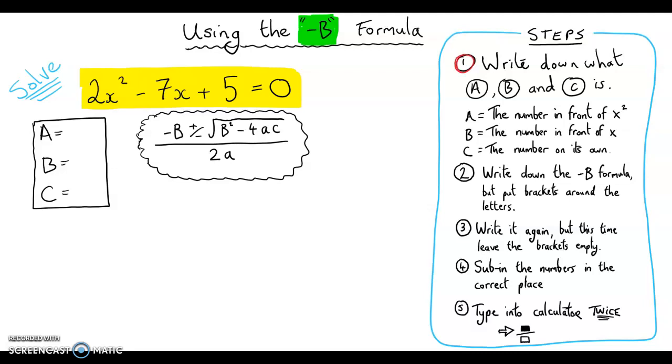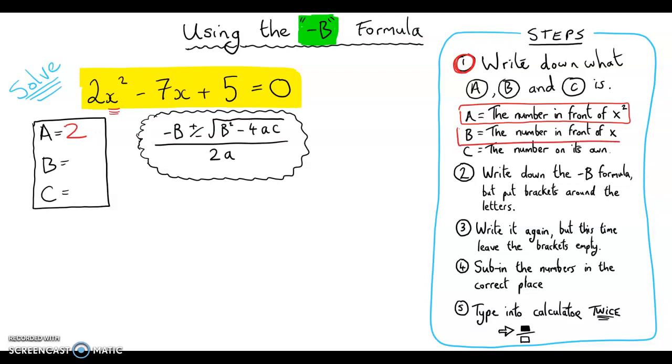The first step, write down what A, B and C is. Now remember, A is the number in front of the x squared. You can see over here our x squared, and the number in front of it is 2. So A is 2.